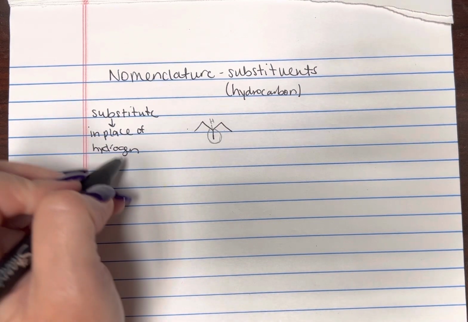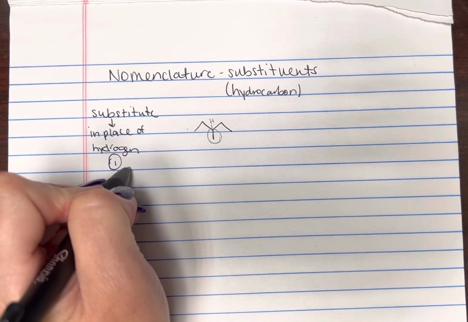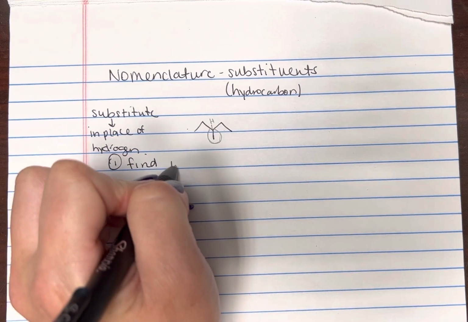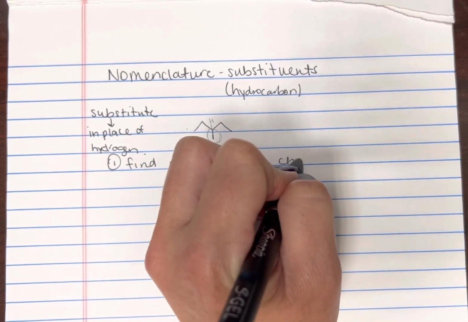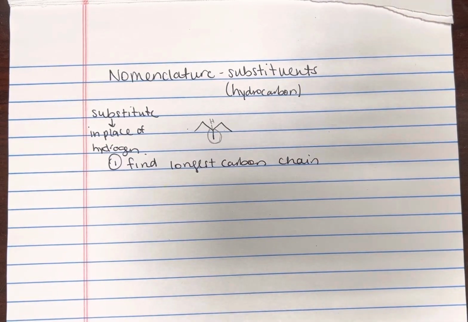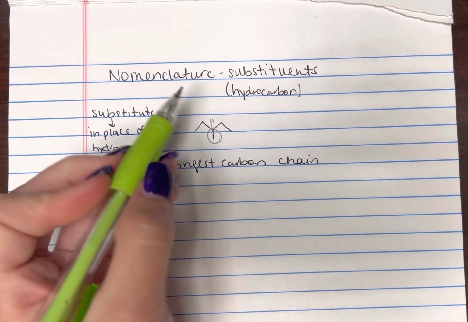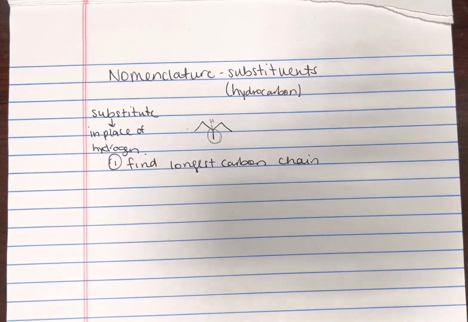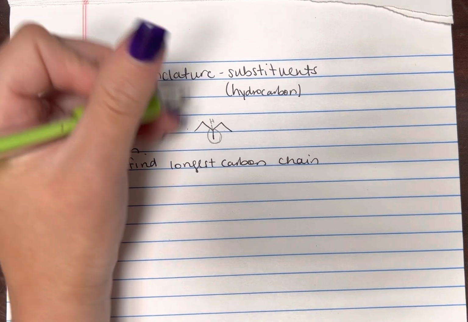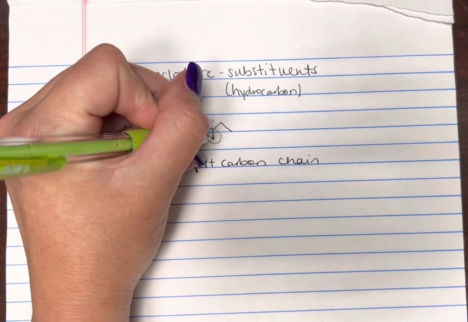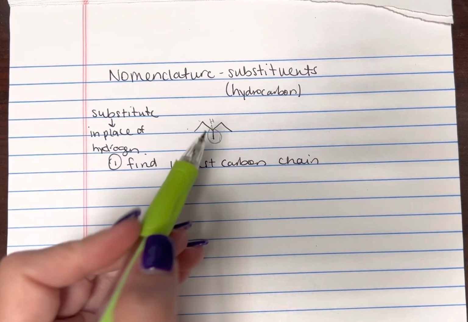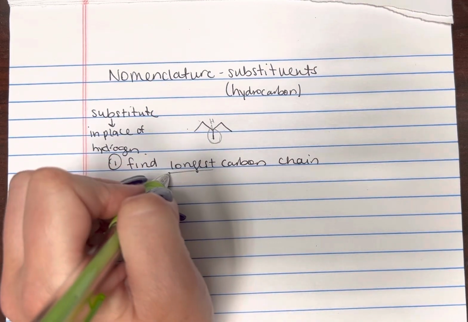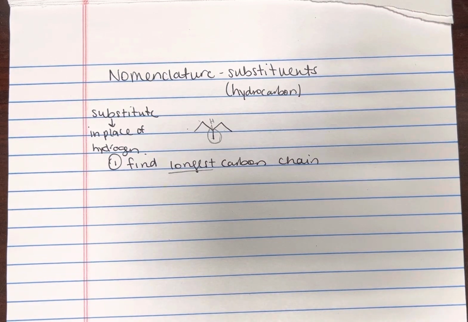So the first thing we need to do is find the longest carbon chain. And right now that seems really easy. Okay, so look, 1, 2, 3, 4, 5. This is why I say get used to numbering the carbons. Well, what if you did this? What if you said 1, 2, 3, 4? Okay, that's actually not right. So we want to identify the longest carbon chain, and that's not always easy.